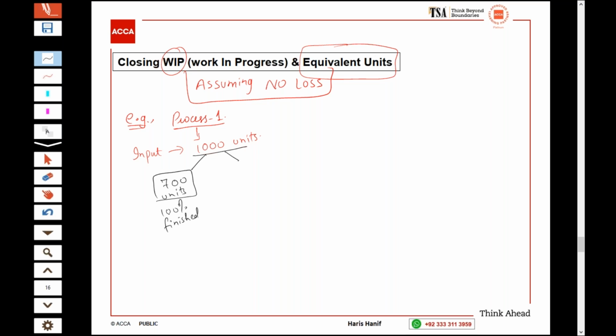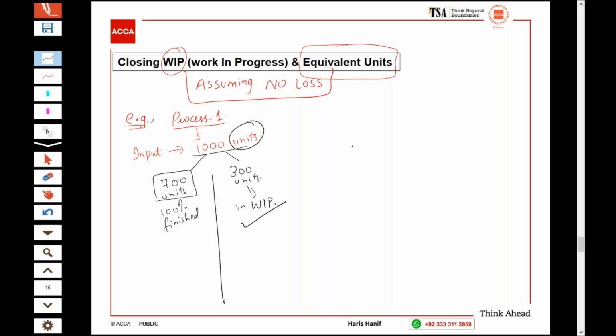700 units are 100% finished, and 300 units are still in WIP, that the work is not completed yet, they are in progress. You might be noticing in your streets and roads, whenever construction is going on, it is written that the work is in progress. That means the complete road is not made. Say 1000-meter roads were selected to repair, and 700 meters of the road had been completed, and on 300 meters the work is still in progress.